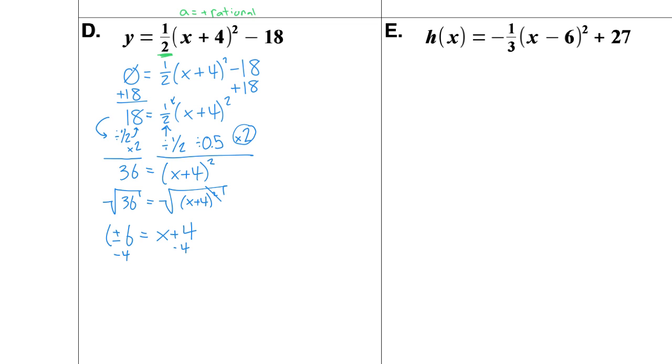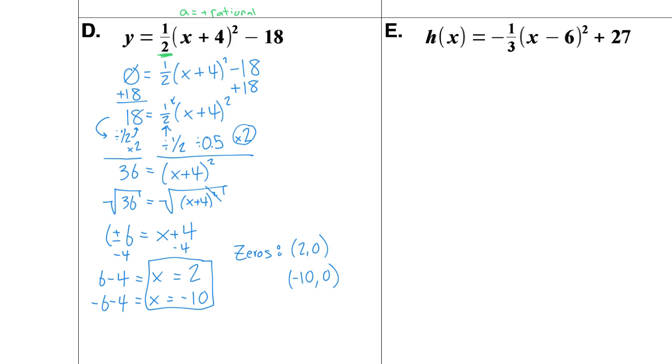And again, we're working with two numbers here. So we just got 6 minus 4 and negative 6 minus 4. And those are going to be equal to just x. So x is 2 or negative 10 here. Writing those as ordered pairs, we would have (2, 0) and (negative 10, 0).